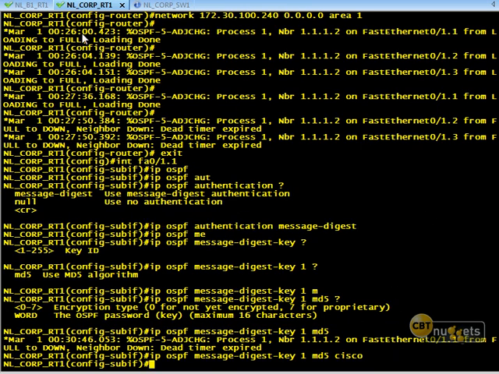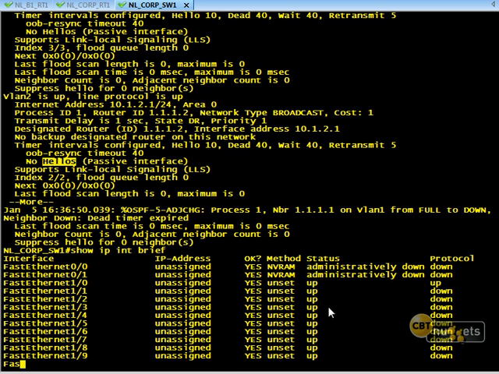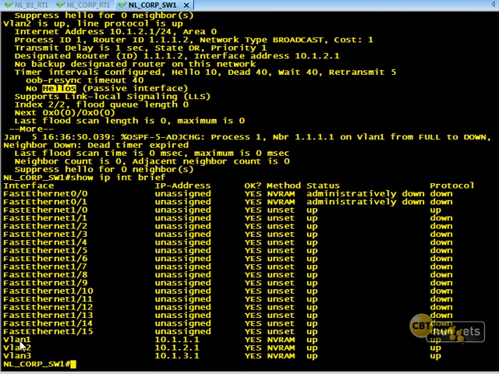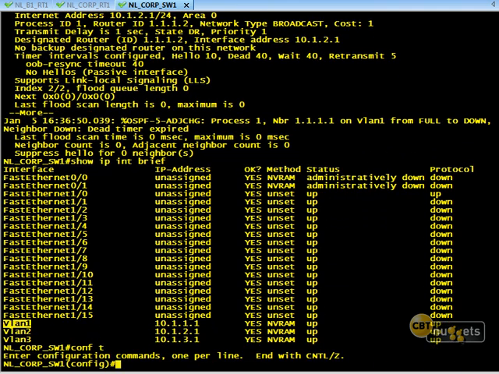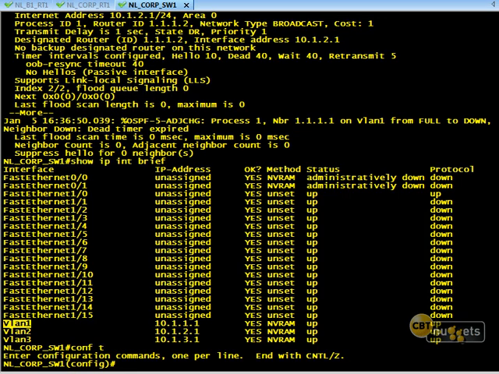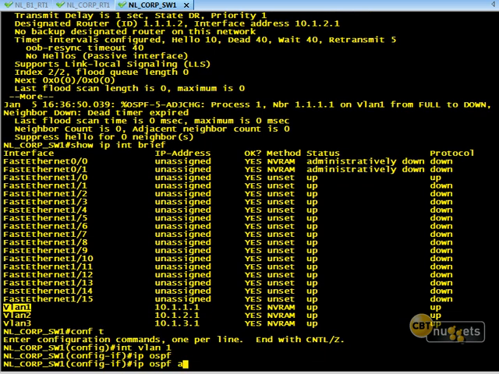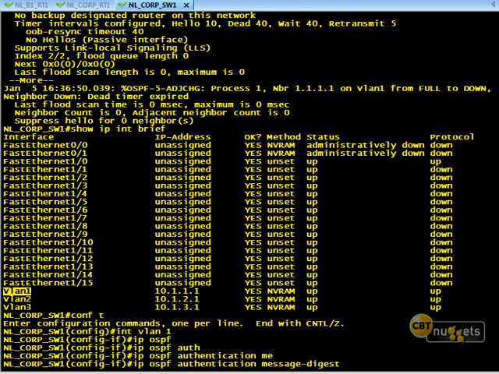So how do we fix it? You're probably thinking, well, got to enable the other side for authentication. Let's do show IP interface brief. There's my VLAN 1 interface. That's the only one that needs to be configured because you might remember in the lab it said only non-passive interfaces need to be configured for OSPF authentication. Saves us some work. So let's do interface VLAN 1, which is the one connecting to router 1. And we'll do IP OSPF authentication message digest, enter.